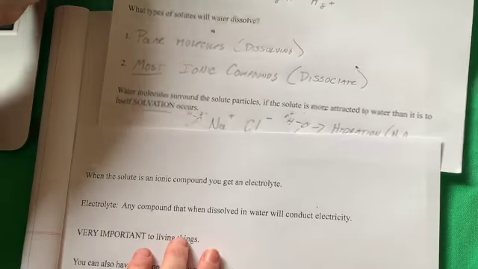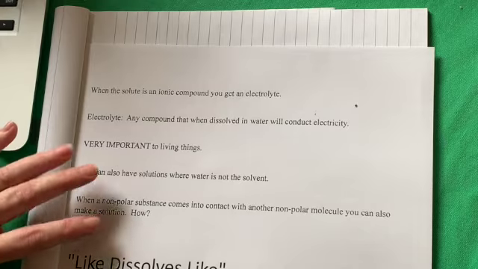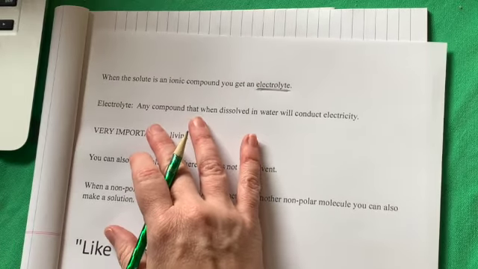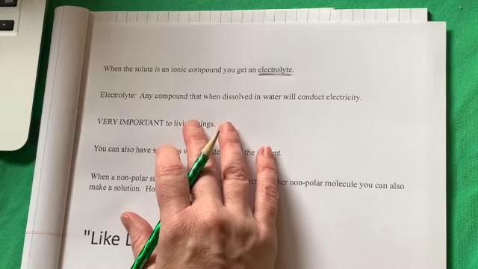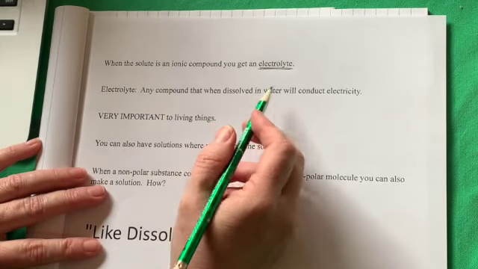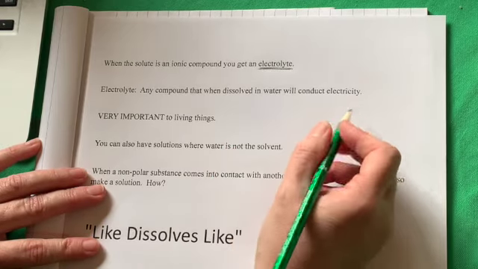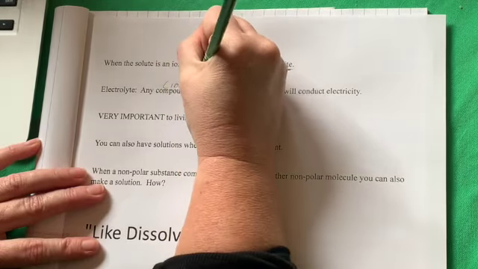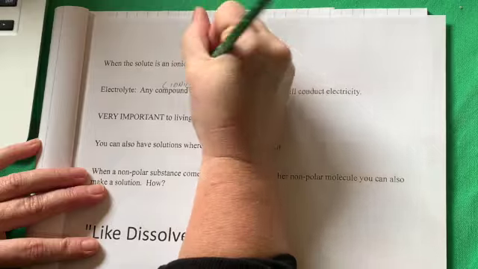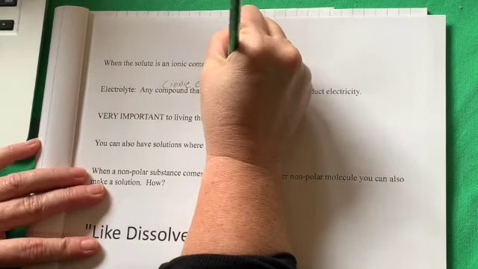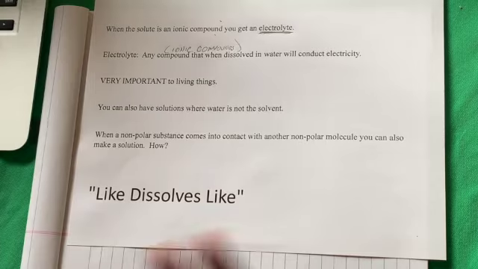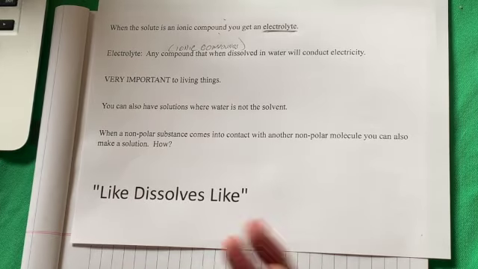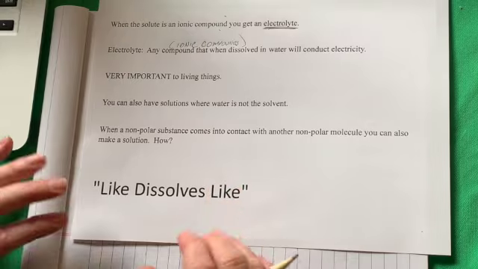When your solute is an ionic compound, like it was with our sodium chloride, what we get is what's known as an electrolyte. You've probably heard the term electrolyte, certainly with sports drinks. That's where we hear about it all the time. An electrolyte is any compound that when dissolved in water will conduct electricity. And these are your soluble ionic compounds. Electrolytes are very important to living things. We get most of the electrolytes that we need, or almost all of them really, from a healthy diet. But that's also where those sports drinks get the idea that you need them, because they are really important.